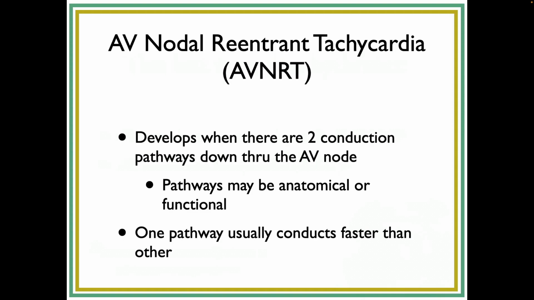AVNRT has to do with the structure of the AV node. Frequently, there are two conduction paths down the AV node. Sometimes these are truly anatomical pathways, meaning that there's something in the center that is non-conductive that creates these two pathways, or it can even be functional, caused by ischemia or something like that. Typically, for whatever reason, one pathway conducts faster than the other. So this is kind of what it looks like.